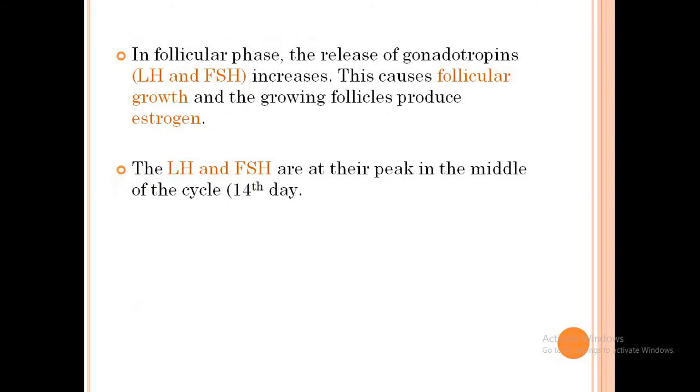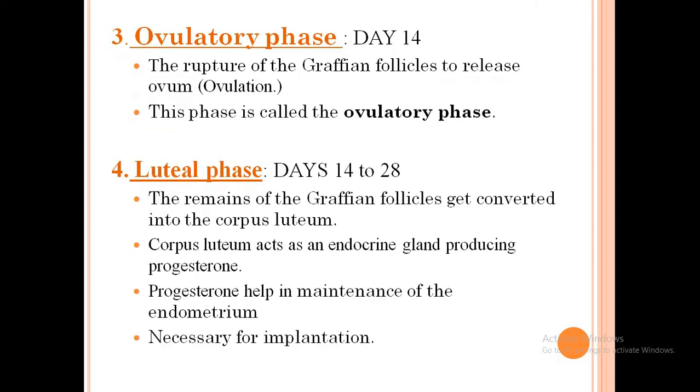Come to the third phase. In the follicular phase, the release of FSH and LH increases. I told you, not LH but FSH more, and the developing follicles produce estrogen. Now, as the follicle goes on increasing, the level of FSH goes on decreasing and the level of estrogen goes on increasing. Now, this is the signal for the third stage.